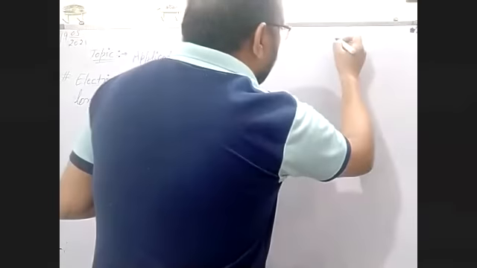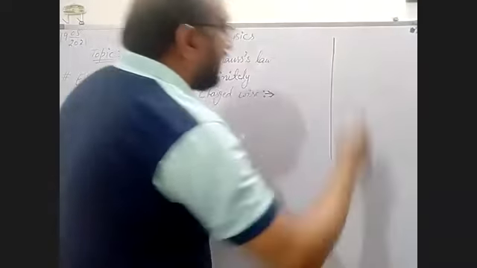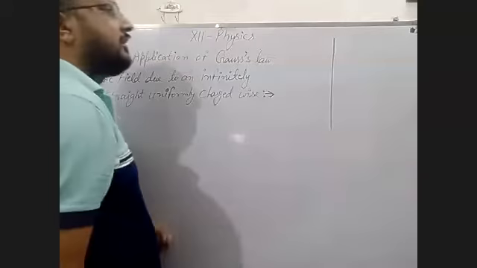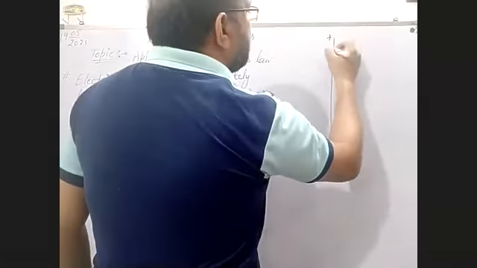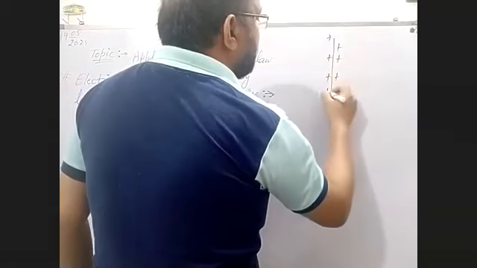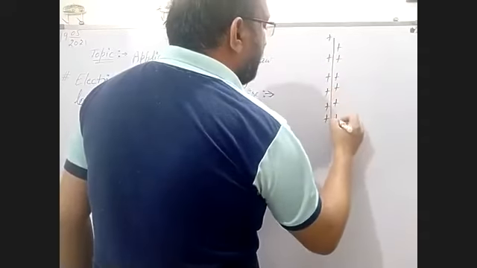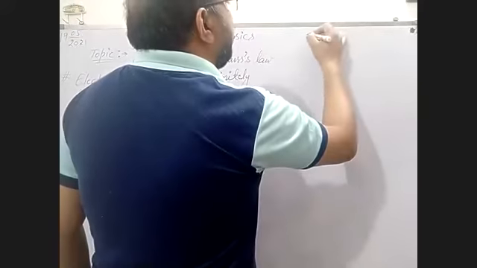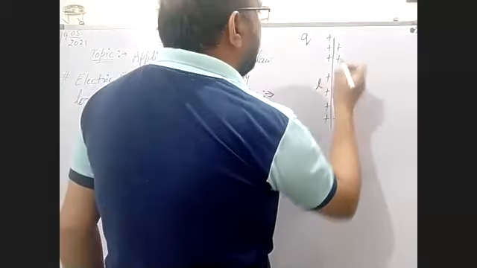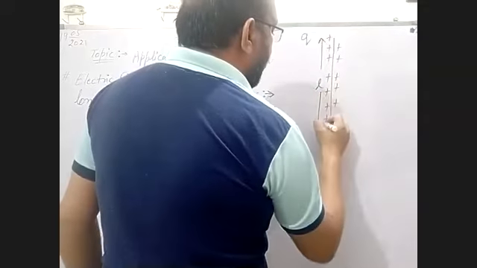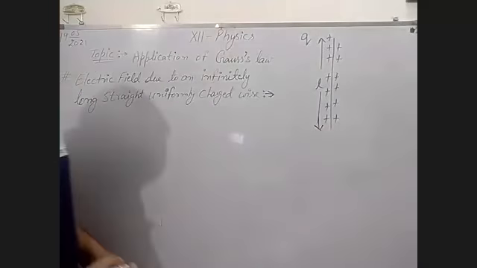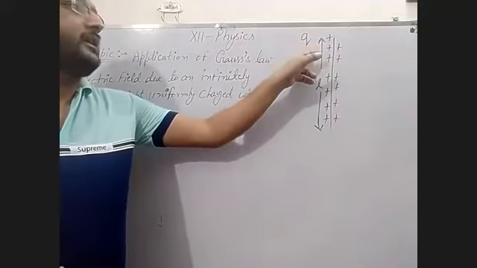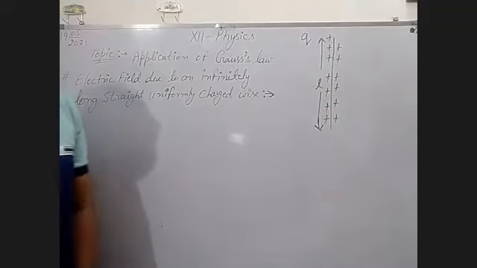How can you take this? Like this, you have to take a uniformly charged, long straight wire. Okay. Now charge it. Let us take a positive charge on it, and the value of this charge is Q. The length of this wire is L. Like this, it is an infinitely long uniformly charged wire which has charge Q, and the length of this wire is L.